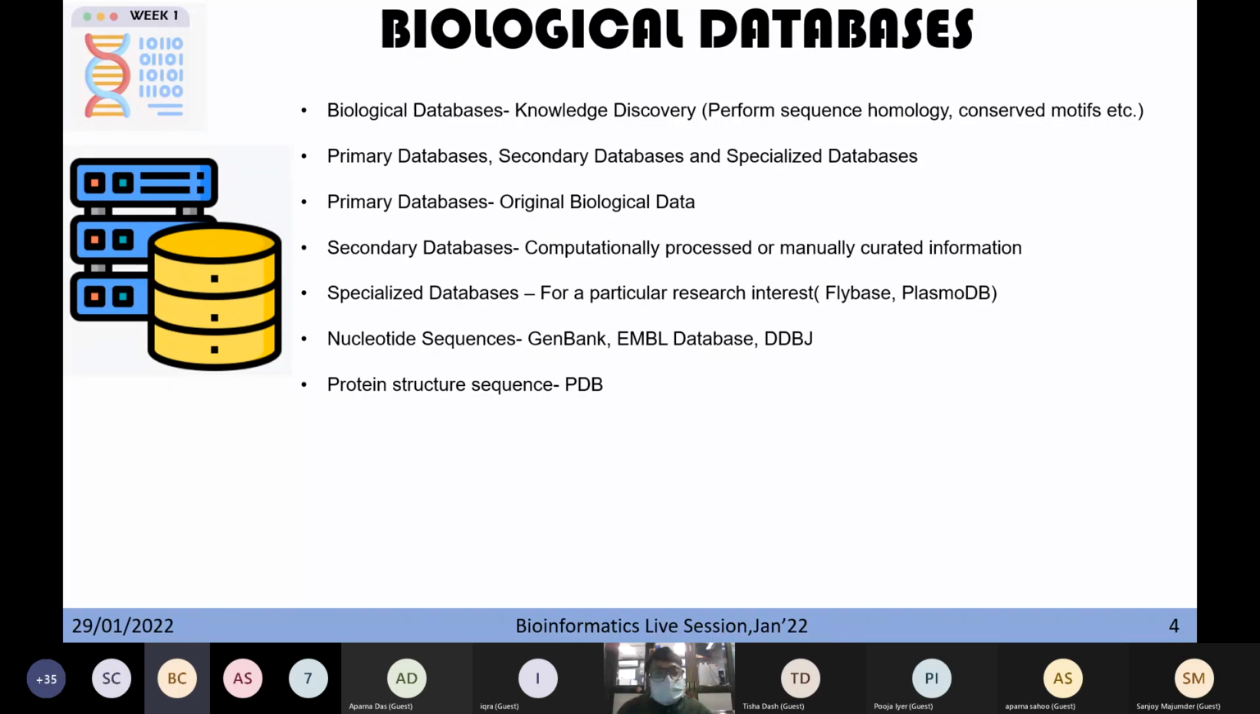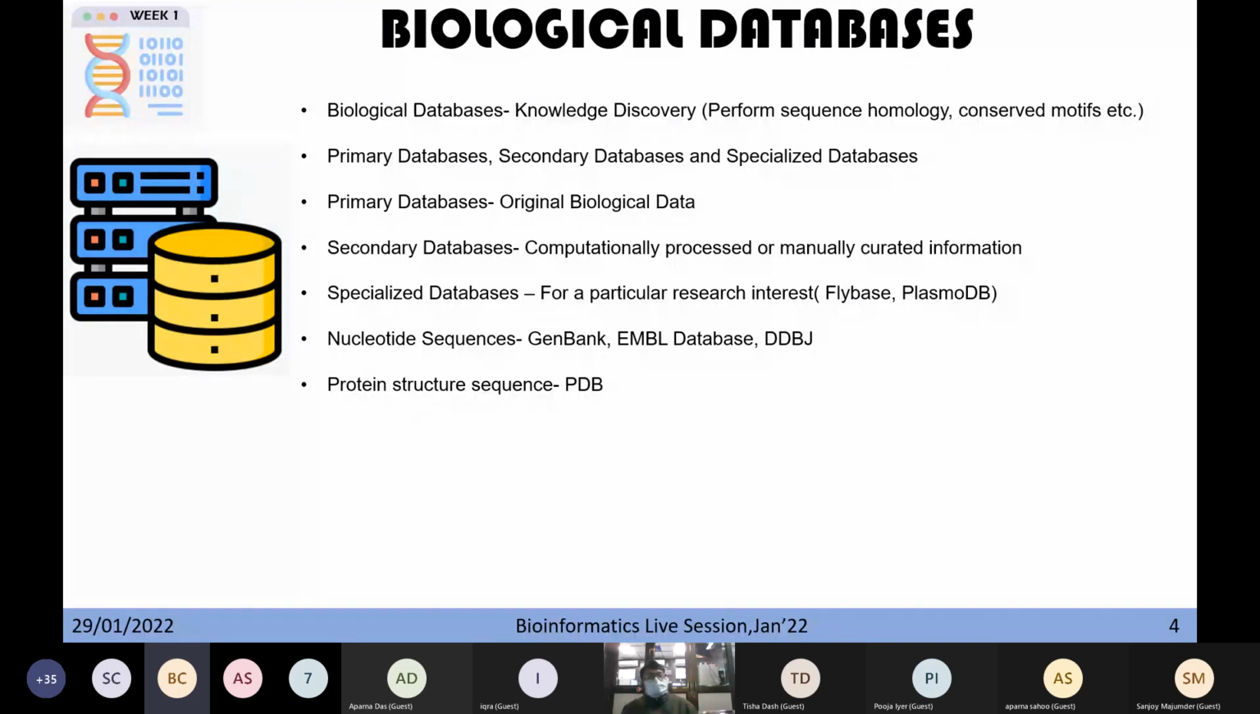So there are generally three types of biological databases: primary database, secondary database, and specialized database. What do these three things mean? After this, if you understand these terms, then whenever you go to a database to search for your sequence, you will be able to understand what kind of database it is.